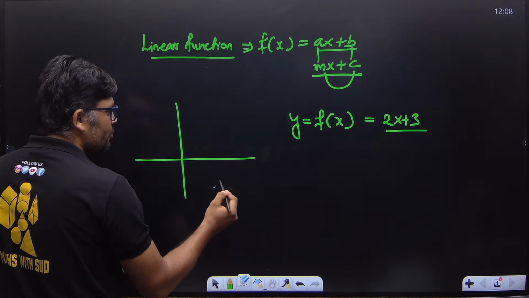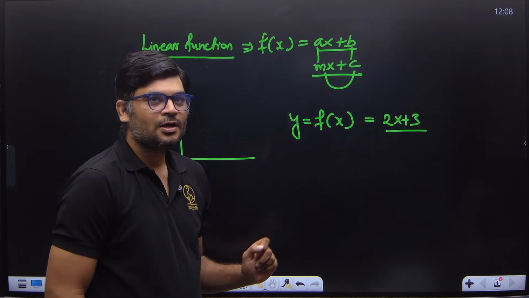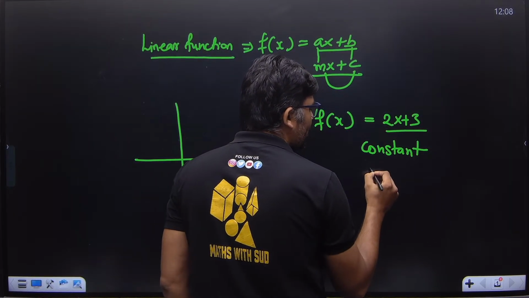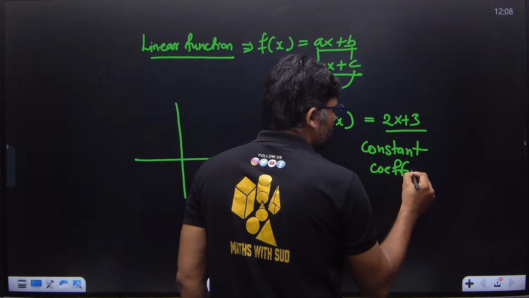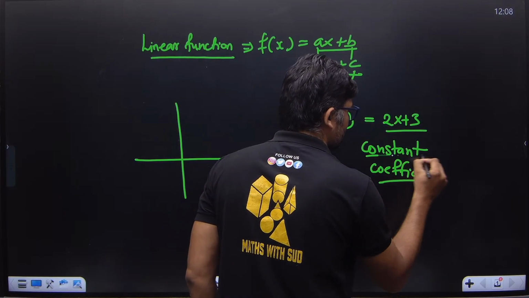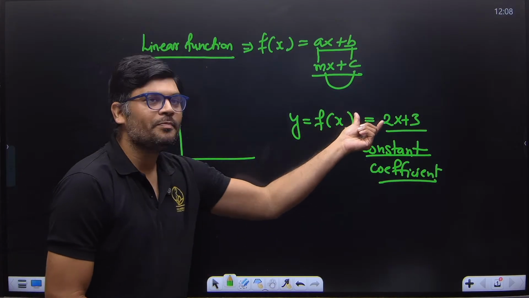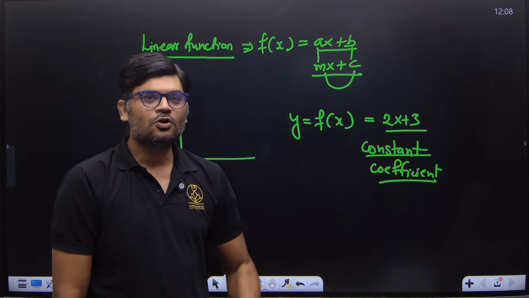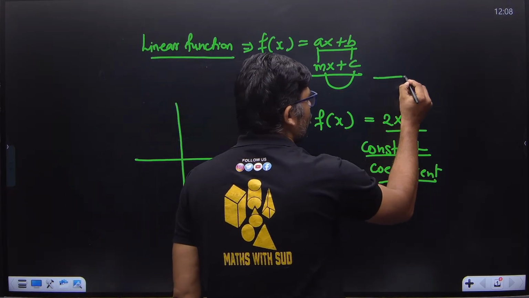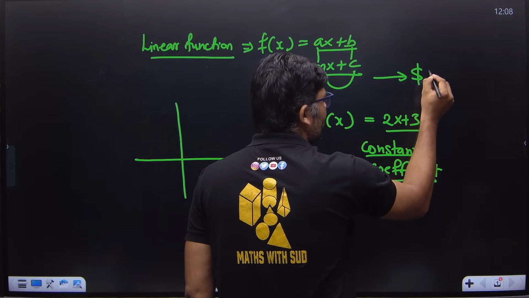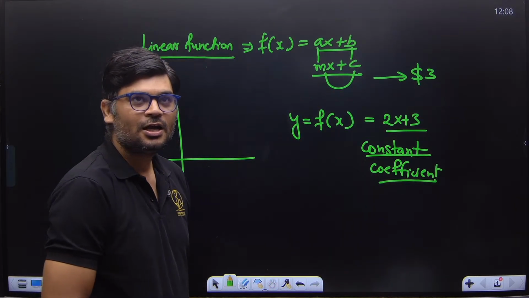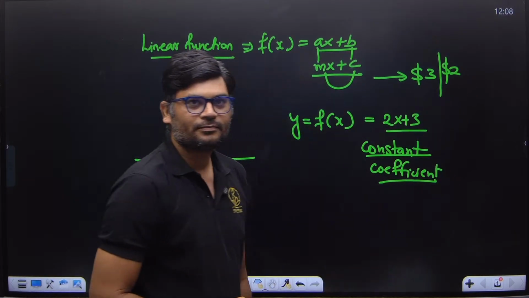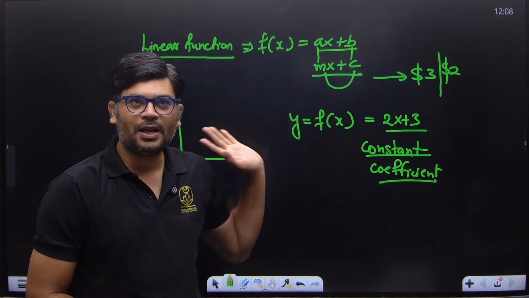So how to draw it? There are two things in this. One is the constant and one is the coefficient. You have to focus on these two things. And if you want to imagine this in a real life example, what is 2x plus 3? It is like you are going to a shop and you are paying $3 for the parking charges, and then you are buying chocolates which cost $2 for every chocolate. So it is the amount of the bill.